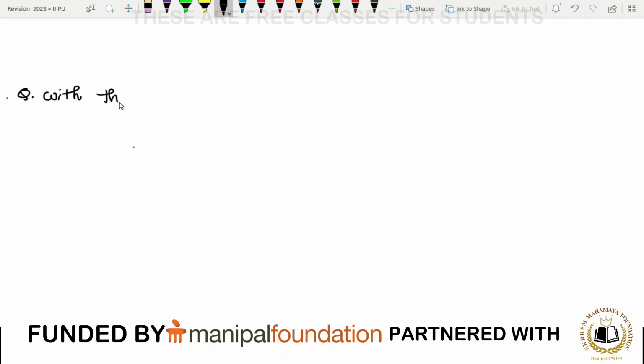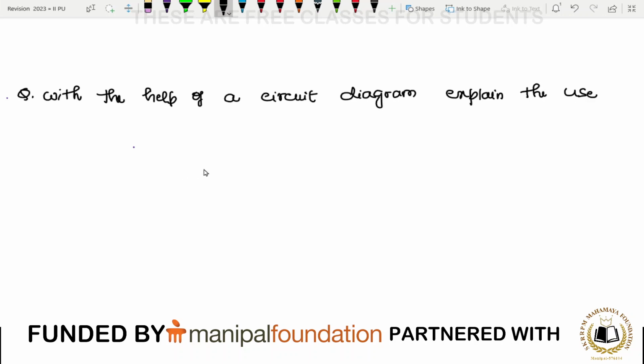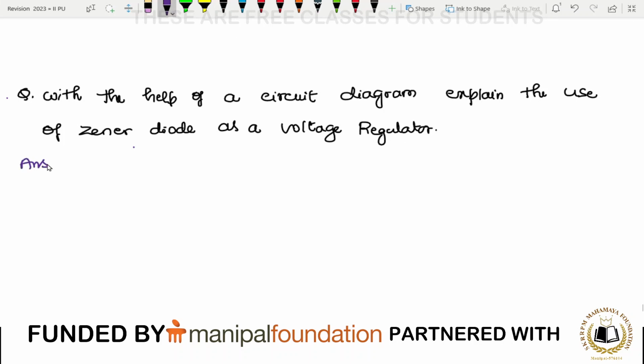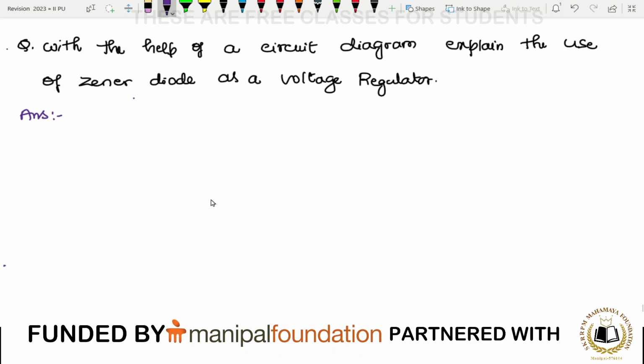With the help of a circuit diagram, explain the use of Zener diode as a voltage regulator.